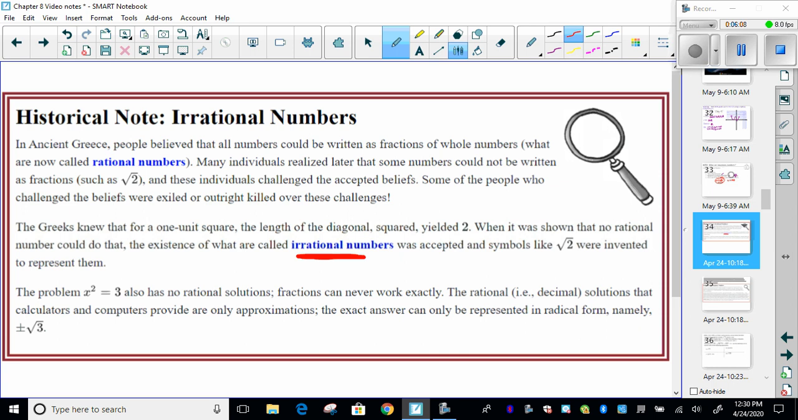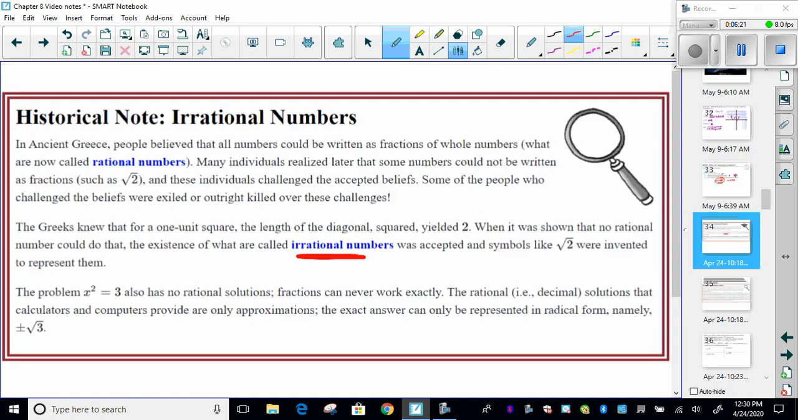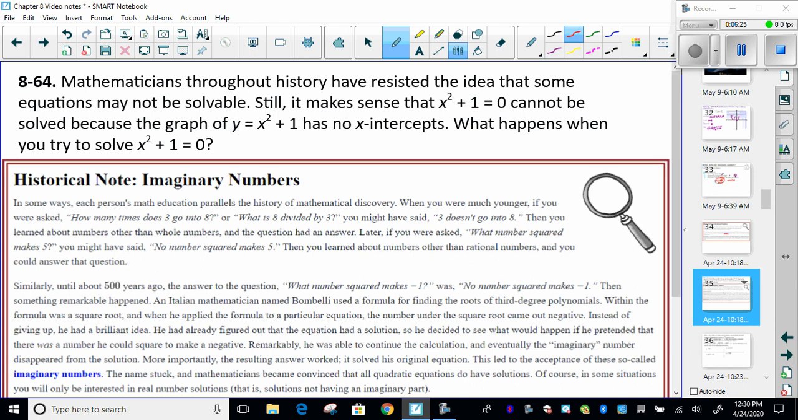So when we were solving quadratics like this one, and we didn't know how to represent the square root of 2, we had to bring in what were called irrational numbers. Up until then, we learned all about rational numbers. The similar thing is going to happen now. We are going to have to learn how to solve imaginary numbers. So this problem is helping us with that.